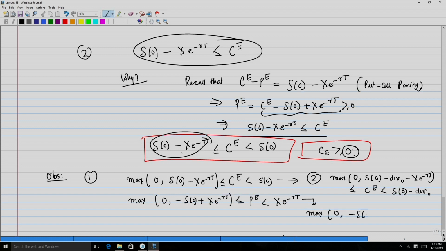0 minus S 0 plus div 0 plus x e raised to minus r t. This is less than or equal to P e, and this is strictly less than x e raised to minus r t.